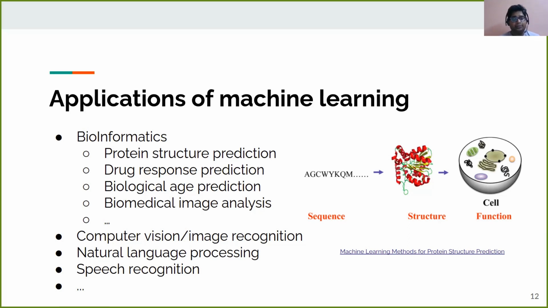Then apart from bioinformatics, there are different fields where machine learning is used, for example, in computer vision and image recognition, which is used in robotics and self-driving cars. Then in speech recognition, it's used in natural language processing. For example, Google Translate uses machine learning or deep learning techniques for analyzing the text.